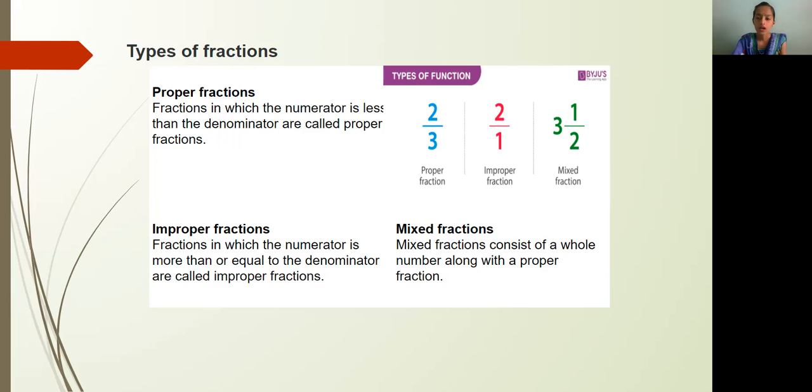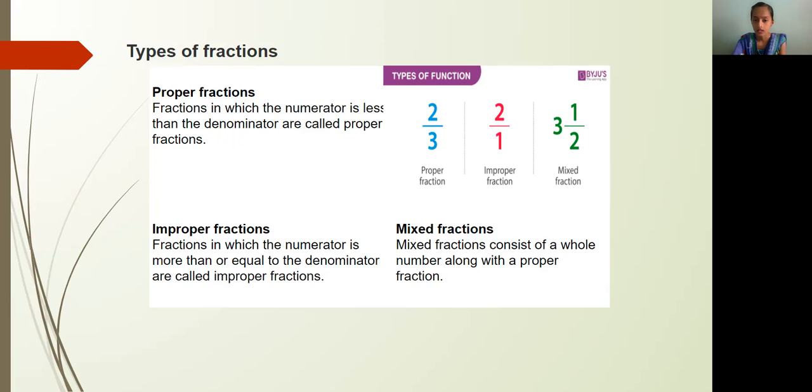It means a fraction in which the numerator is more than the denominator. For example, 2/1. 2/1 is an improper fraction because 2 is greater than 1. So if the numerator is greater than the denominator, it is called an improper fraction. Okay. The next type is mixed fraction.